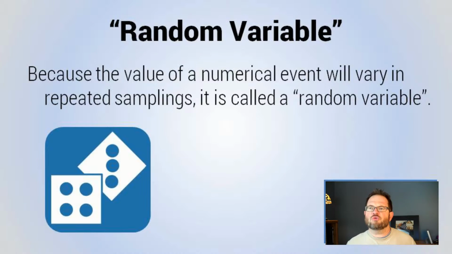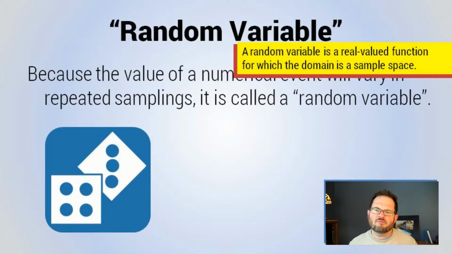The value of a numerical event depends on which time you're measuring it. Every time you measure, you'll get a slightly different value. Over the course of repeated samplings, a good term for a numerical event is a random variable. The process that you are examining is the random variable. We'll see examples of the usage of this terminology in a little bit. A good dictionary definition of a random variable is that it is a real valued function for which the domain is the sample space.